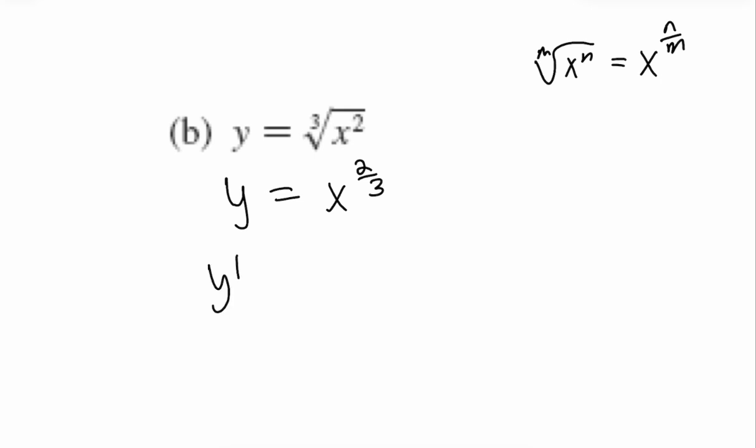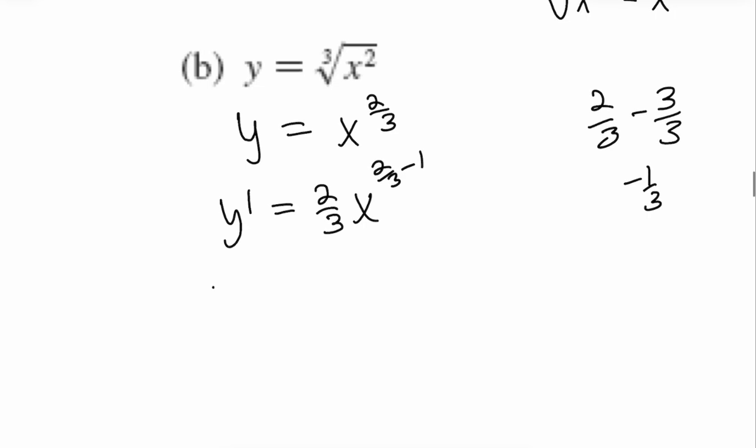So the derivative, you drop the 2/3 down in front. The power goes down by 1. 2/3 minus 1 is the same as 2/3 minus 3/3, or negative 1/3. So the derivative is x to the negative 1/3 power.